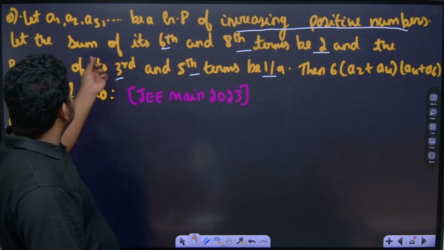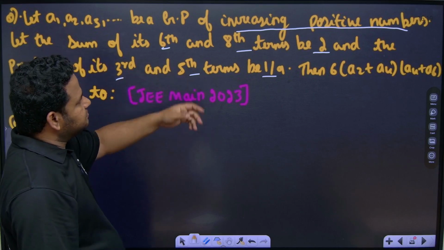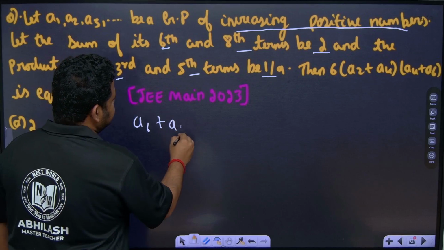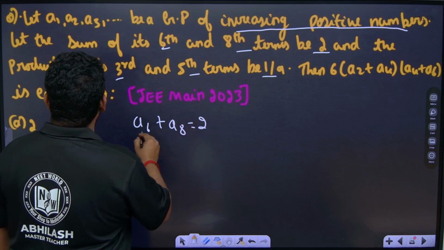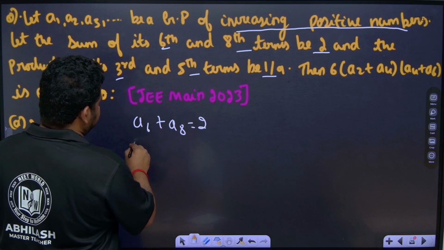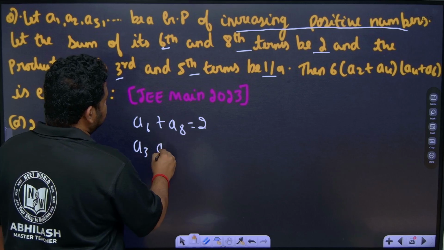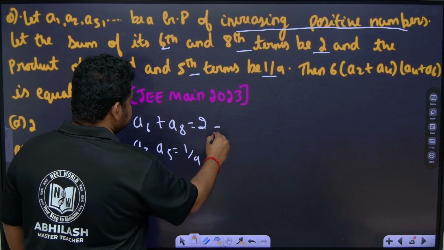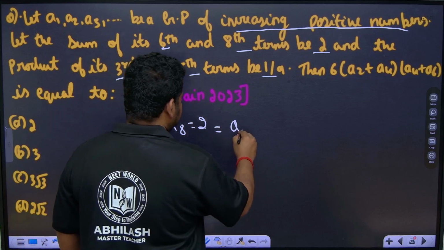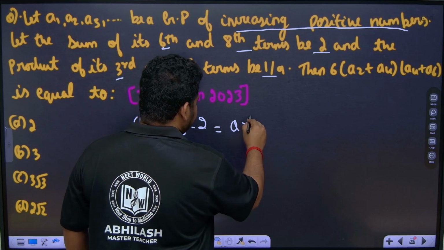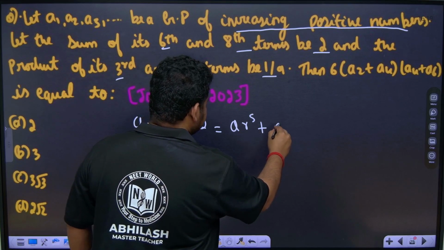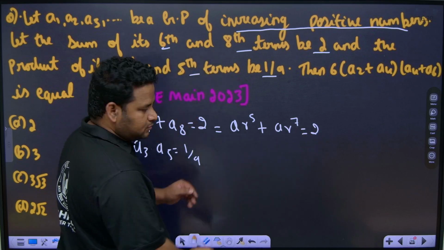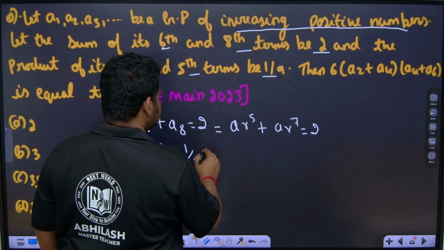Now they are telling the sum of its 6th and 8th terms is 2. That is A6 plus A8 is equal to 2, and the product of its 3rd and 5th is A3 into A5 is equal to 1 by 9. A6 I can write as A into R to the power of 5, and this I can write as A into R to the power of 7, is equal to 2. Correct?